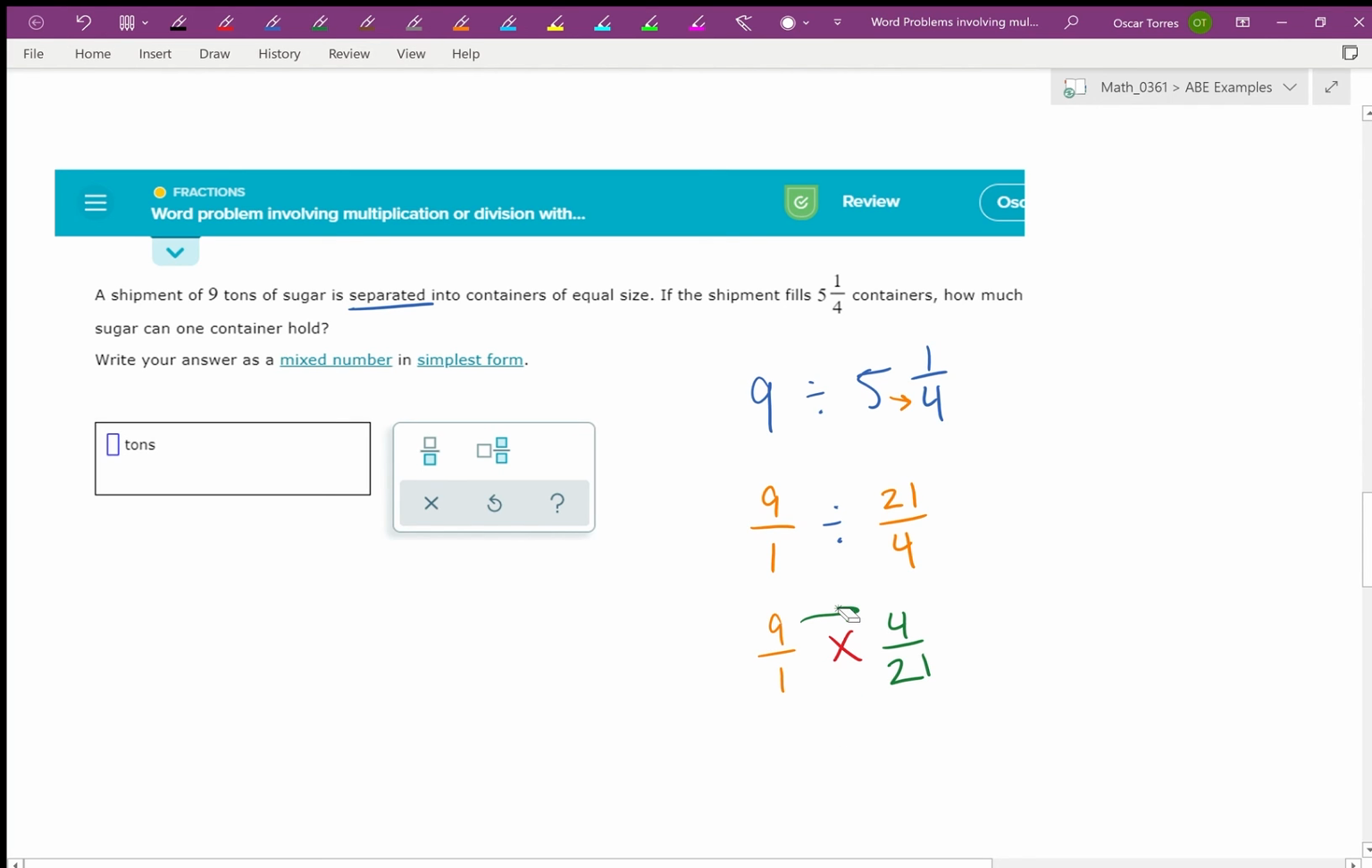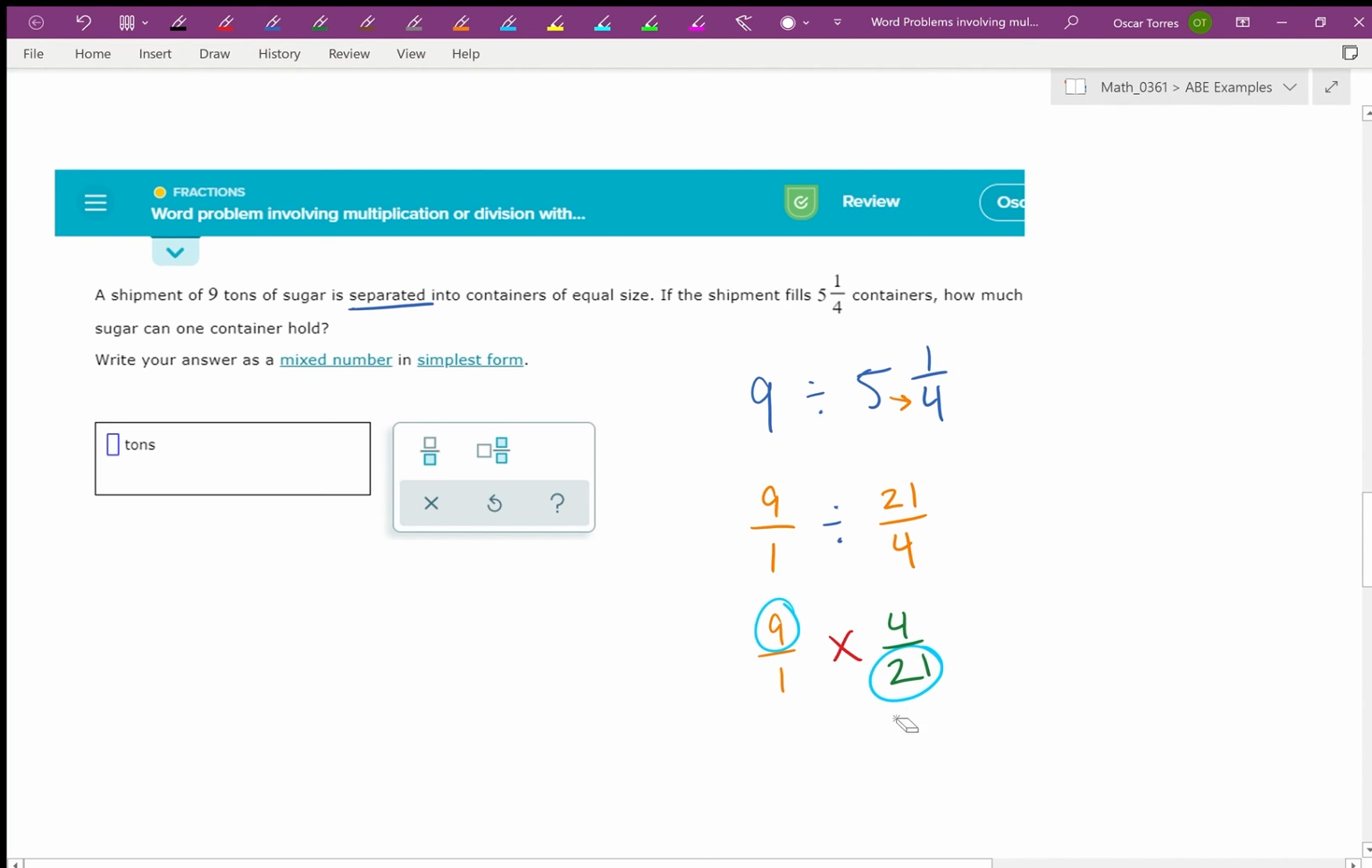But what I always recommend doing is trying to simplify the diagonals first. So if we look at the diagonals, we'll notice that we have 9 and 21. And we can simplify that if it were a fraction. What number goes into both 9 and 21? That number would be 3.